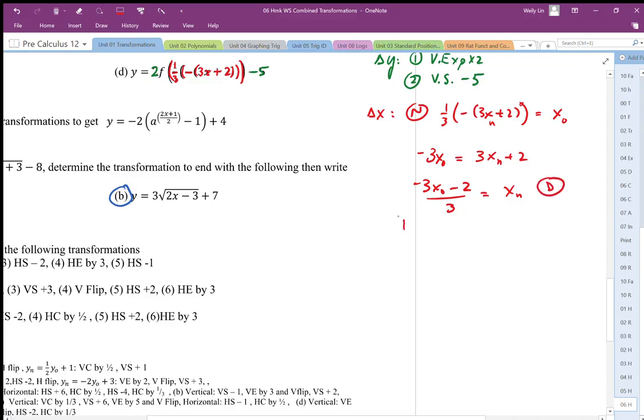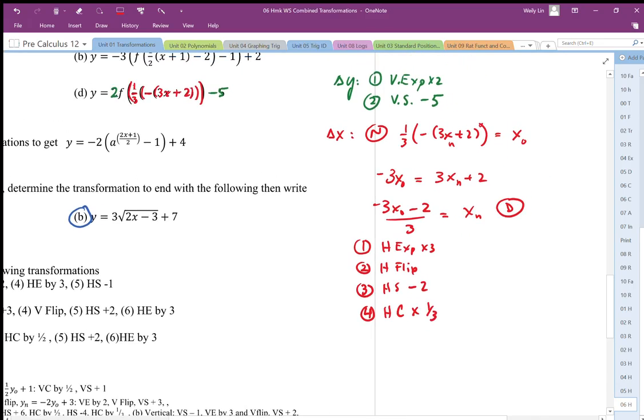So the first thing that's going to happen here is a horizontal expansion by 3. Secondly, it's going to be a horizontal flip, and those can be interchanged. Then a horizontal shift of minus 2, or left 2, and then lastly a horizontal compression of 1/3. Okay, so that's one way we can do it.